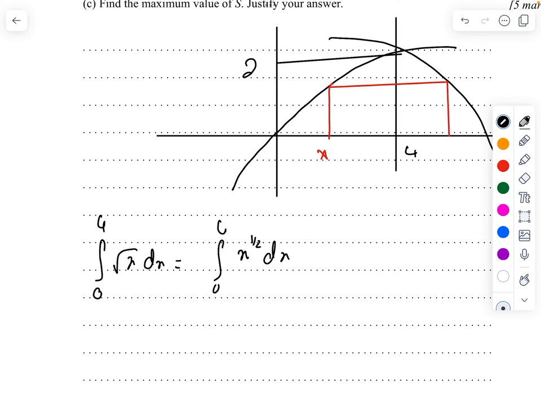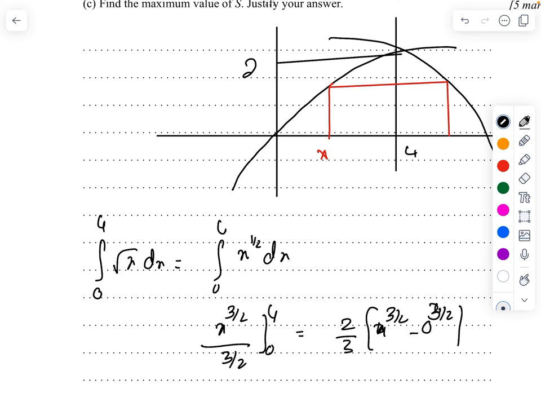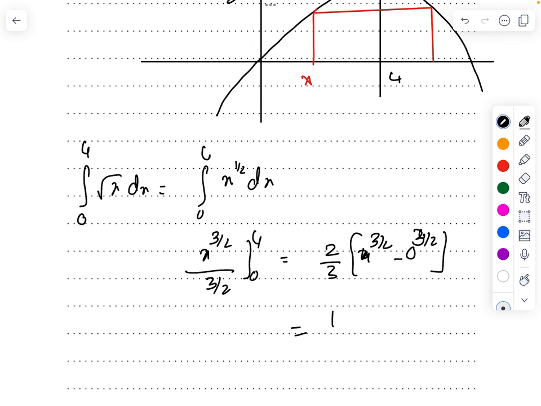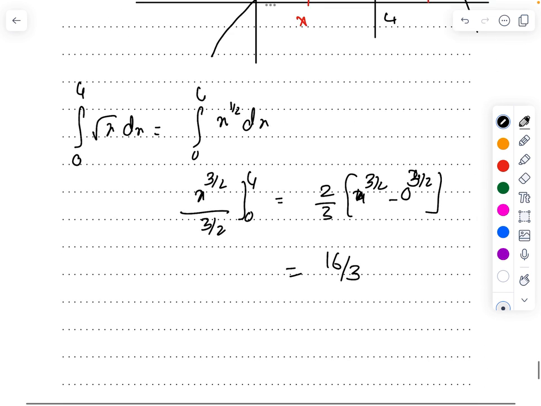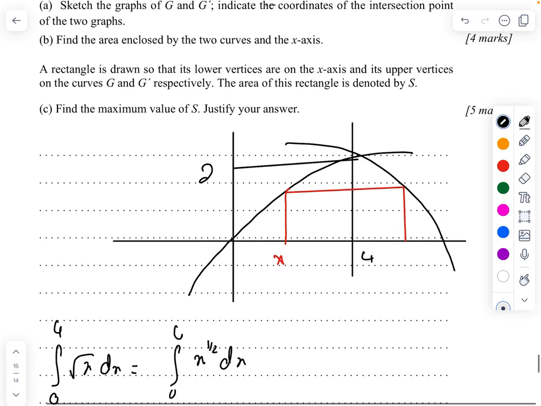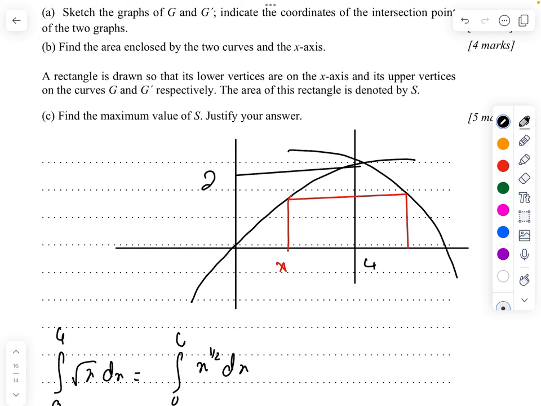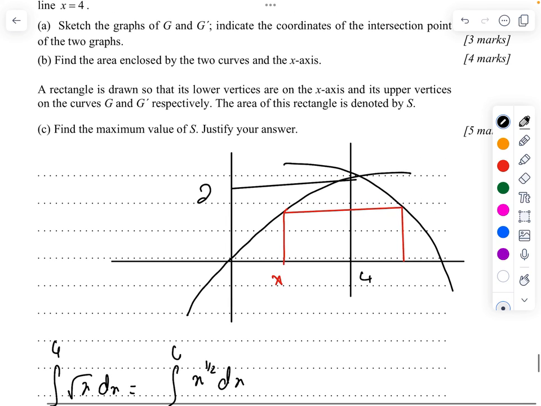So which is x^(3/2) upon 3/2 from 0 to 4, which is 2 upon 3 times 4^(3/2) minus 0^(3/2), which is going to be nothing but 16 upon 3. This is for one graph. There are two graphs, the other side also. 2 times 16 upon 3, 32 upon 3. If at all you haven't done the integration, you can leave this part for a moment.